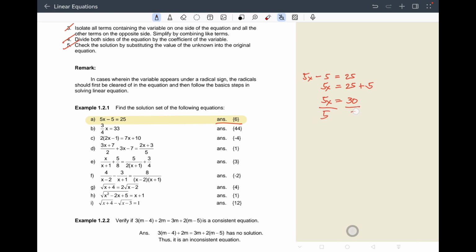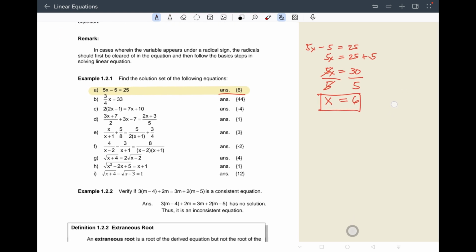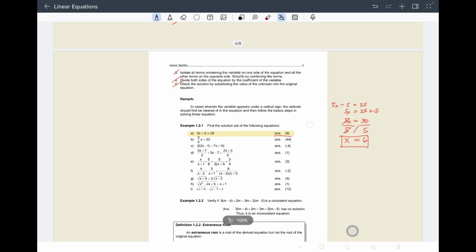We also divide the right side. So on the left side, 5 will be cancelled, the numerical coefficient. Then we will just have x on the left side, and 30 divided by 5 is 6. And check the solution. Step 5, by substituting the value of the unknown into the original equation. So let us try to check.